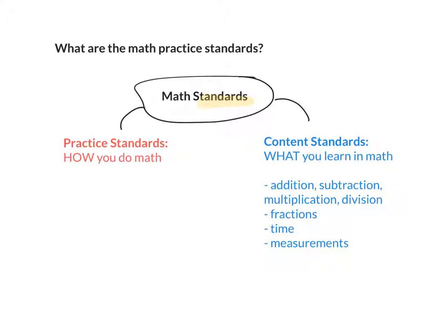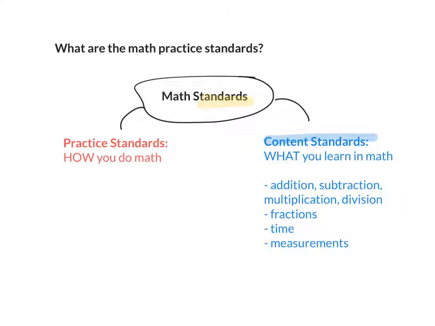Okay? So for math, there are 2 kinds of standards. There are something called content standards. Thank you to those of you who are really doing a good job of taking good math notes and writing all this down. There are content standards. Content means this is what you have to learn. Content standards tell you what you have to learn. So like things like addition or subtraction.